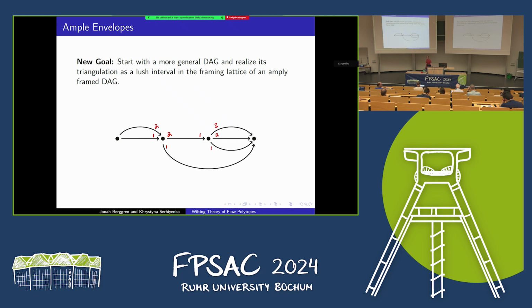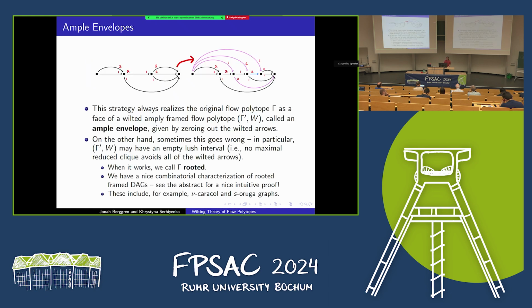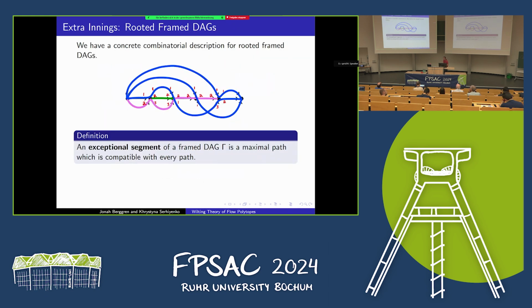Could you talk a bit about your combinatorial description for rooted framed DAGs? Yeah. So I have a secret slide for just this occasion. I like to cheat. So if you remember, exceptional routes are routes that are compatible with everything. So their numbers are kind of always highest or always lowest. More generally, you can talk about exceptional segments, which are just little segments, little paths in the DAG that are compatible with everything. And so, for example, this little green friend right here, I can't extend it without making it incompatible with something.